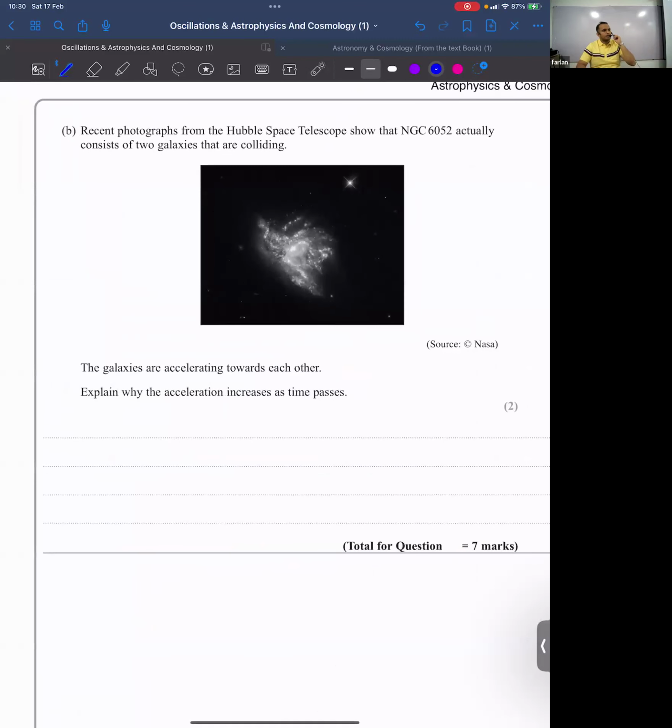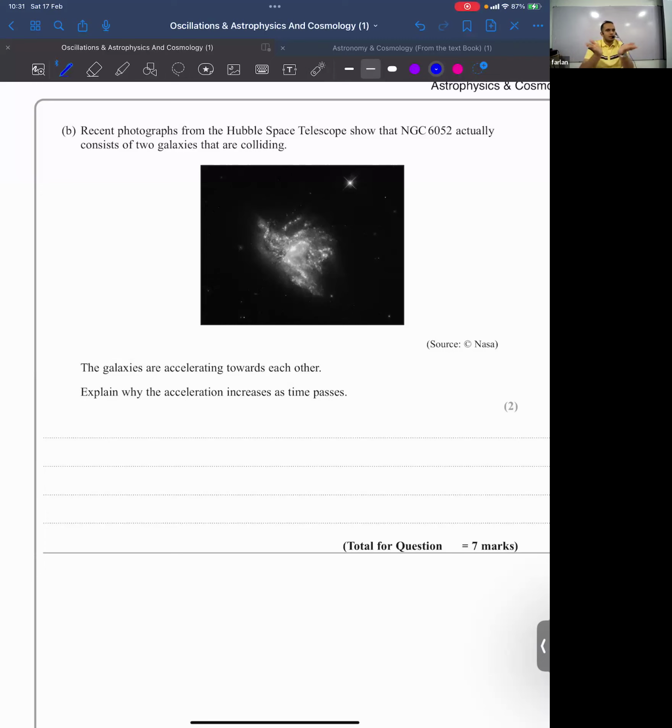Recent photographs from the Hubble Space Telescope show that NGC 6052 actually consists of two galaxies that are colliding. The galaxies are accelerating towards each other. Explain why the acceleration increases as time passes. That's an easy one. They are moving towards each other for some reason. Okay. They have two galaxies and they are moving towards each other. So explain why the acceleration increases as time passes.